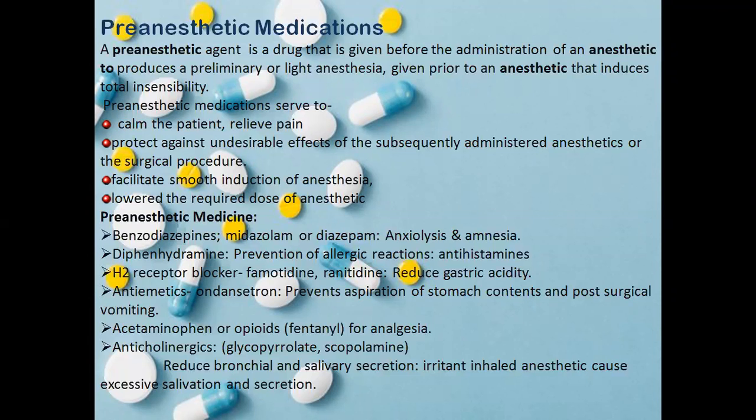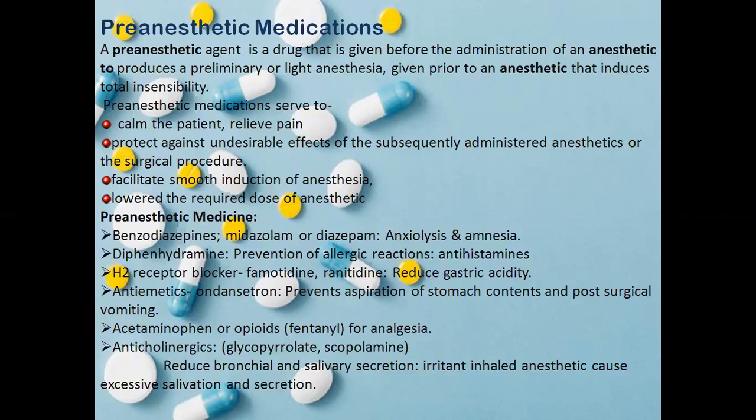Pre-anesthetic medication serves to calm the patient, relieve pain, protect against undesirable effects of the subsequently administered anesthetics or the surgical procedure, facilitate smooth induction of anesthesia, and lower the required dose of anesthetic. Now we have to learn what medicines are used as pre-anesthetic agents.